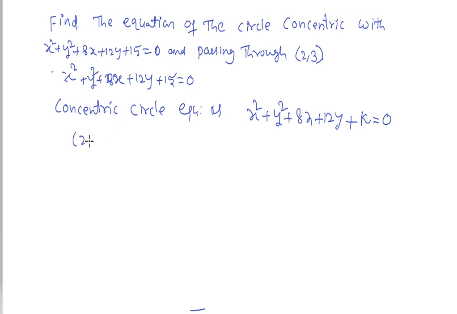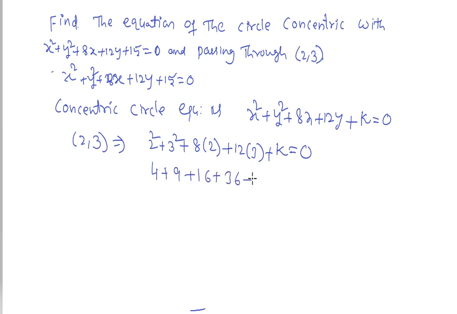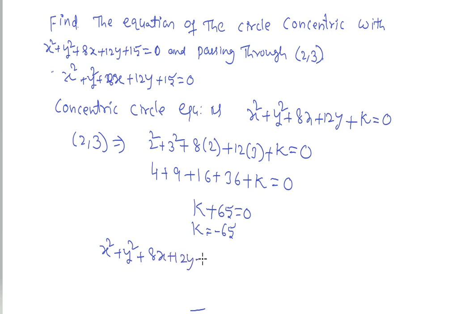This circle passes through (2, 3). Substituting these values in this equation, x square that is 2 square, y square that is 3 square, plus 8 into 2 plus 12 into 3 plus k is equal to 0. That is 4 plus 9 plus 16 plus 36 plus k is equal to 0. Therefore k plus 65 is equal to 0, therefore k is equal to minus 65. Substituting this k value in the equation, the concentric circle equation is x square plus y square plus 8x plus 12y minus 65 is equal to 0. That is the answer.